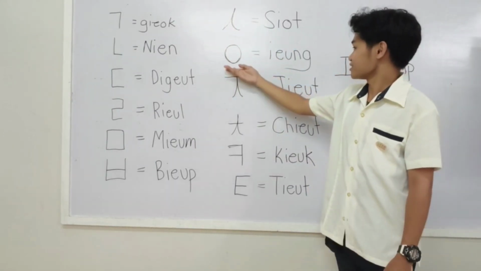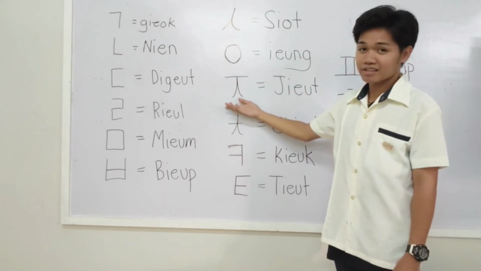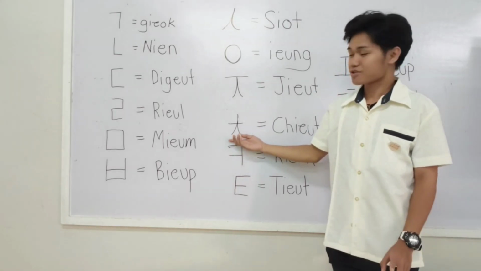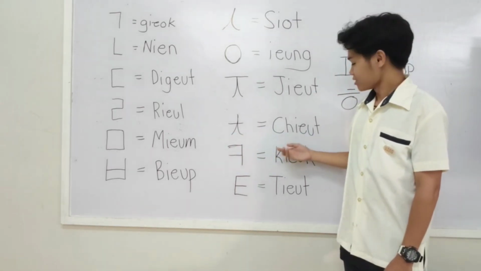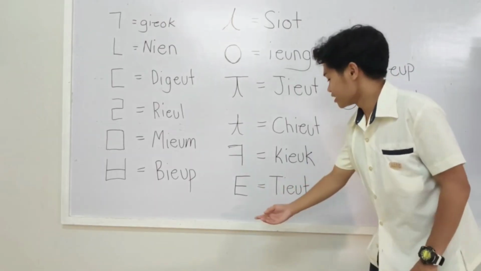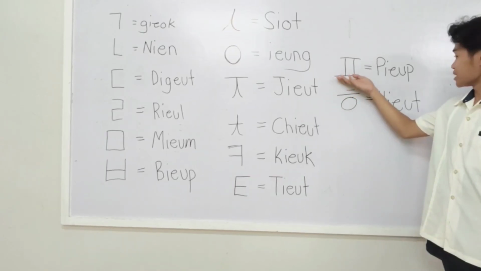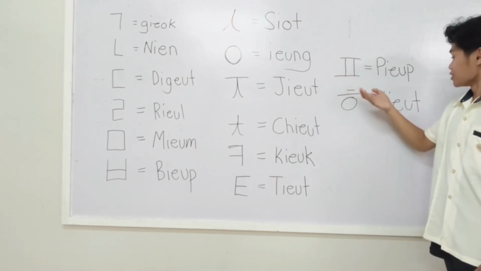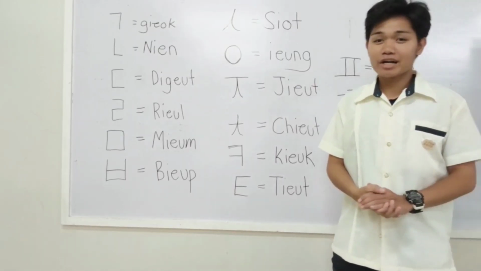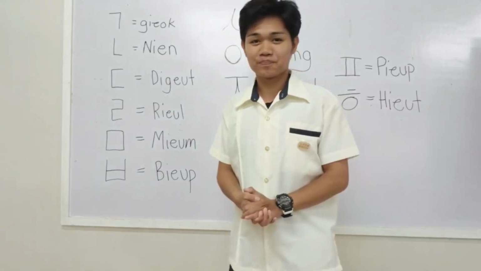This is the symbol for Yo, and the symbol for J, this is Jo. The symbol for CH, which is Jo. The symbol for K, which is Kyo. The symbol for T, which is Tyo. The symbol for P, Pyo. The symbol for H, Yo. So these are the 14 basic consonants in Korean Hangul.